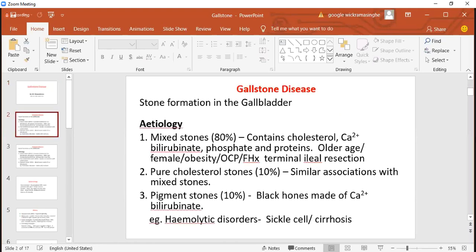So what is gallstone disease? Gallstone disease is stone formation in the gallbladder. You must try and remember your gallbladder anatomy. You have your liver, and the two hepatic ducts come and join to form the common hepatic duct, and then the common hepatic duct is joined by the cystic duct and forms the common bile duct. The common bile duct then opens into the second part of the duodenum. That's roughly the biliary anatomy.